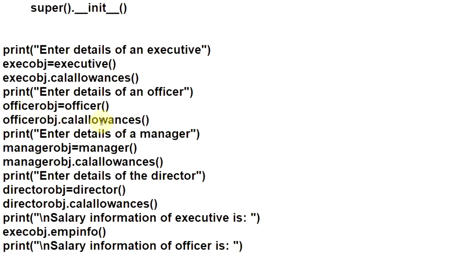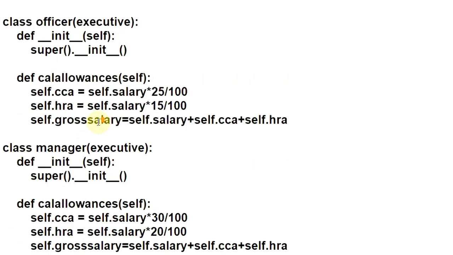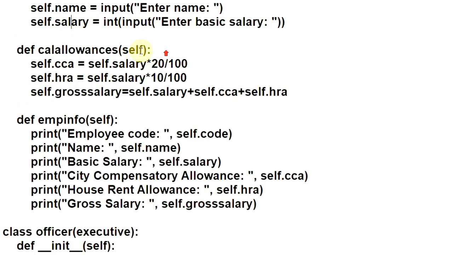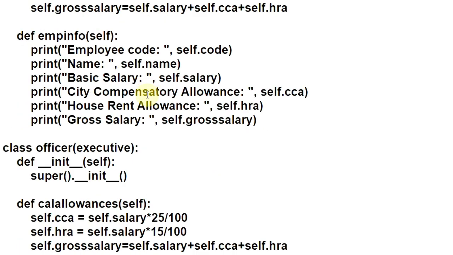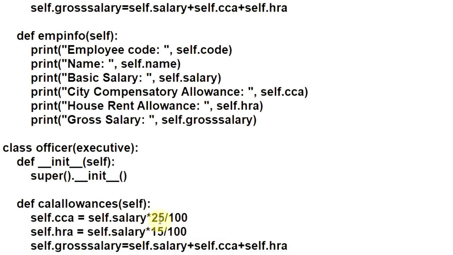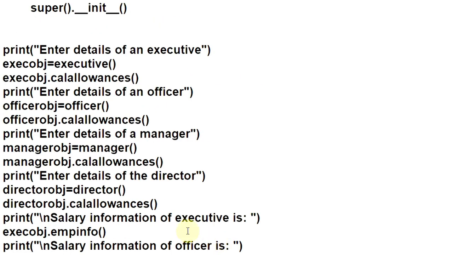You are invoking the cal allowance function through officer object. So the cal allowance function, which is defined in the officer class, which is overriding the base class method, this cal allowance function is being overridden by this method. So it will be executed and it will calculate the CCA as 25% of basic salary, HRA as 15% of basic salary. These values are different from the allowances of the executive class.